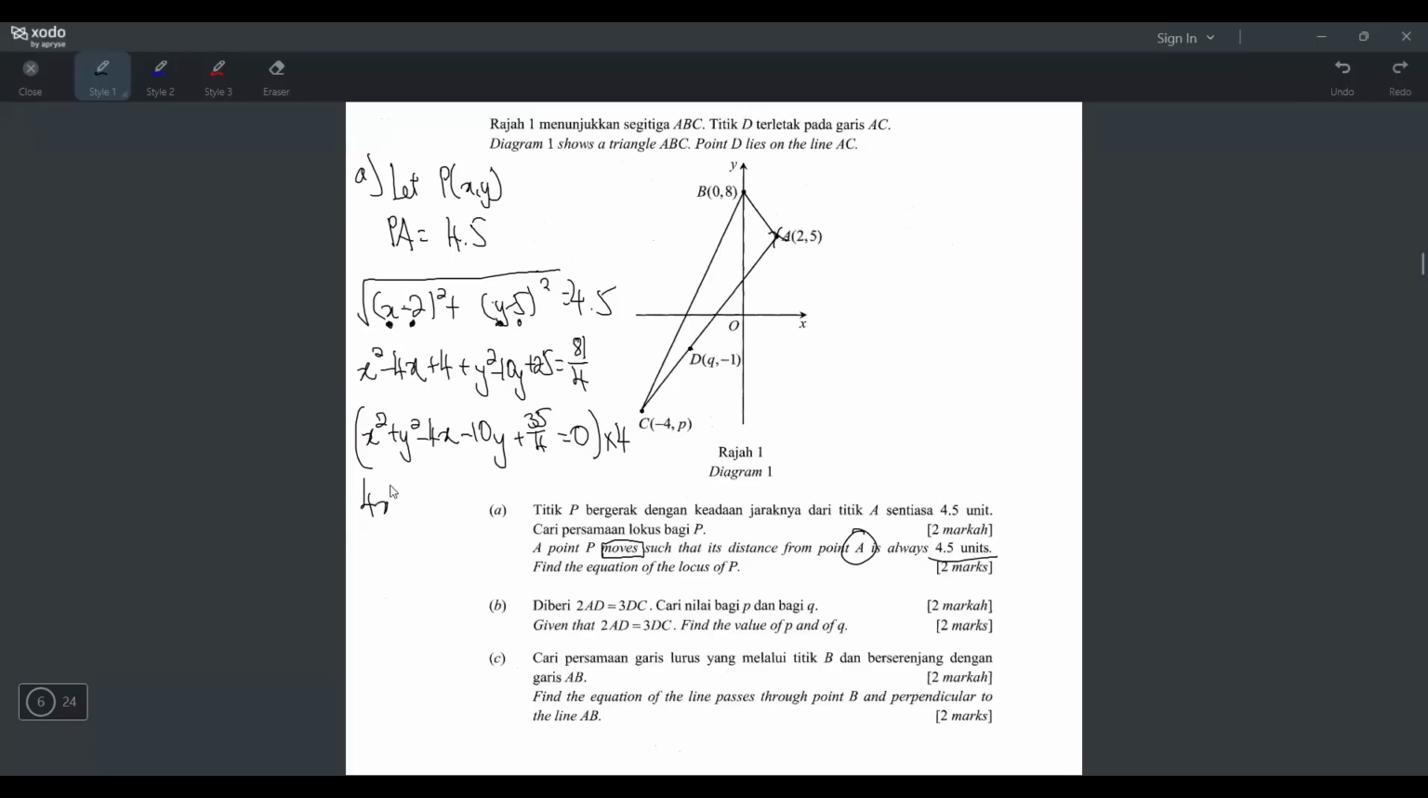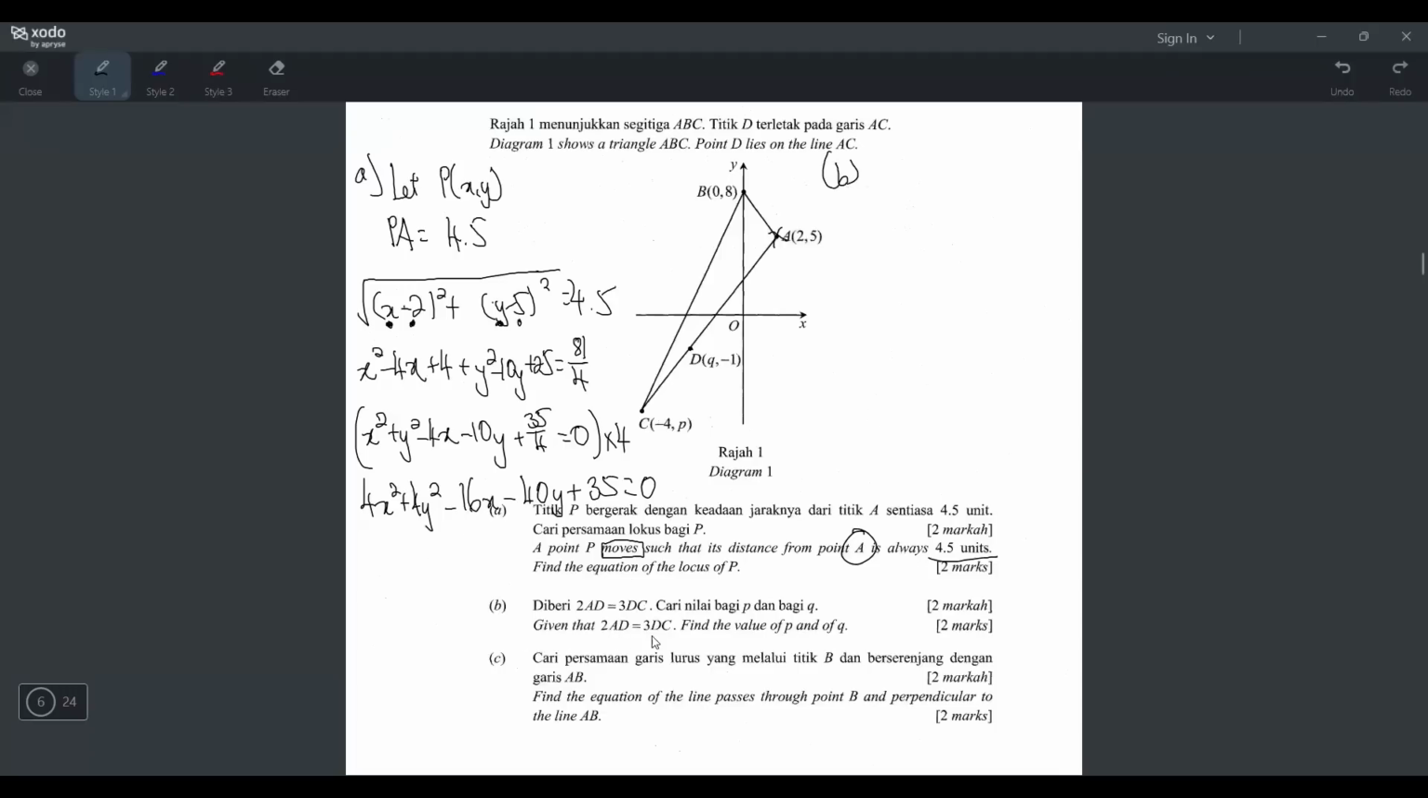So it becomes 4x² plus 4y², just everything times 4. Minus 16x, times 4, -40y. And this one times 4, the 4 cut already. So left with 35 equals 0. So this is your final answer. And this is actually the equation of the circle surrounding A. Okay, the equation of circle P, locus P. Okay, that's all. Now let's do B.